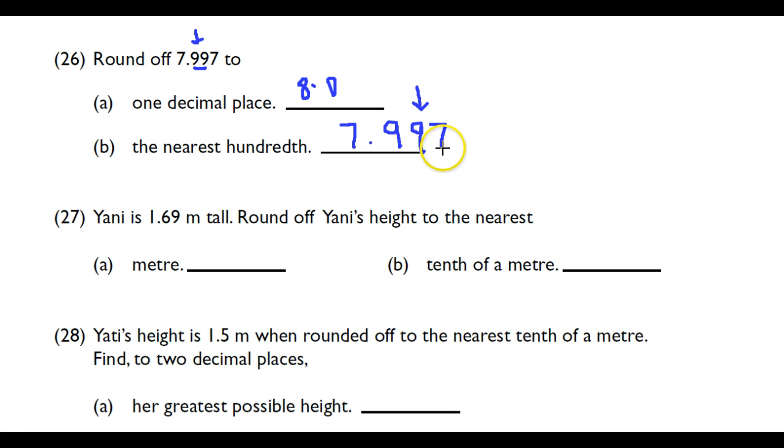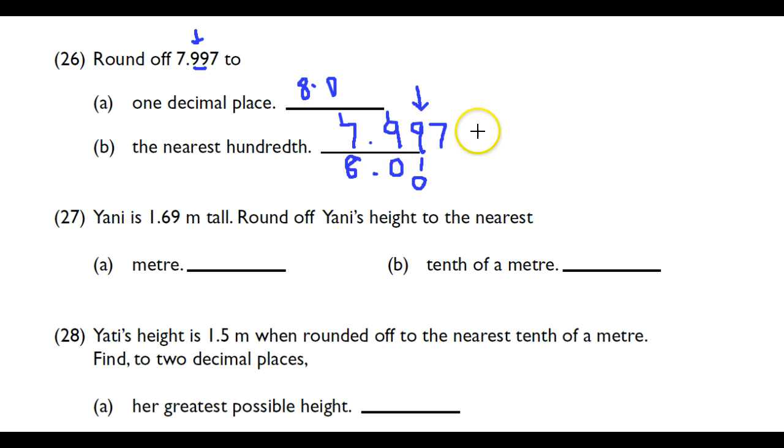97. Look at it. 97 is nearer to the next 10th. It means 97 is 100, next to 100. So you just add 1. This one becomes 0 and you bring 1 here. This will become 0 and plus 1 here. So your answer is 8.0.